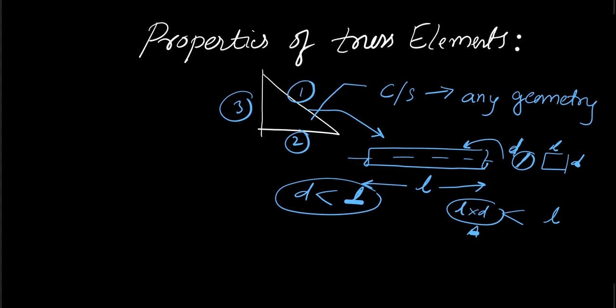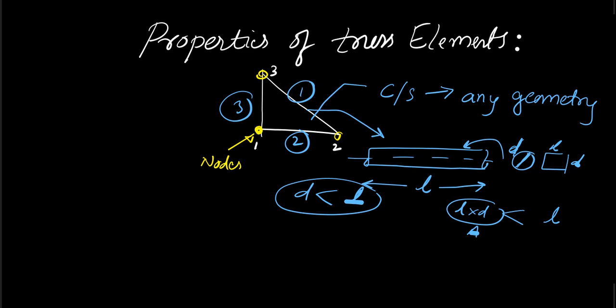Now about the nodes. Here this element 1, 2, 3, they are connected at their ends. So that we call as nodes. They are connected at their ends with the nodes. So the nodes may be pin jointed. If you term this as node 1, node 2 and node 3, each node has 2 degrees of freedom. At node 1 there will be 2 degrees of freedom.